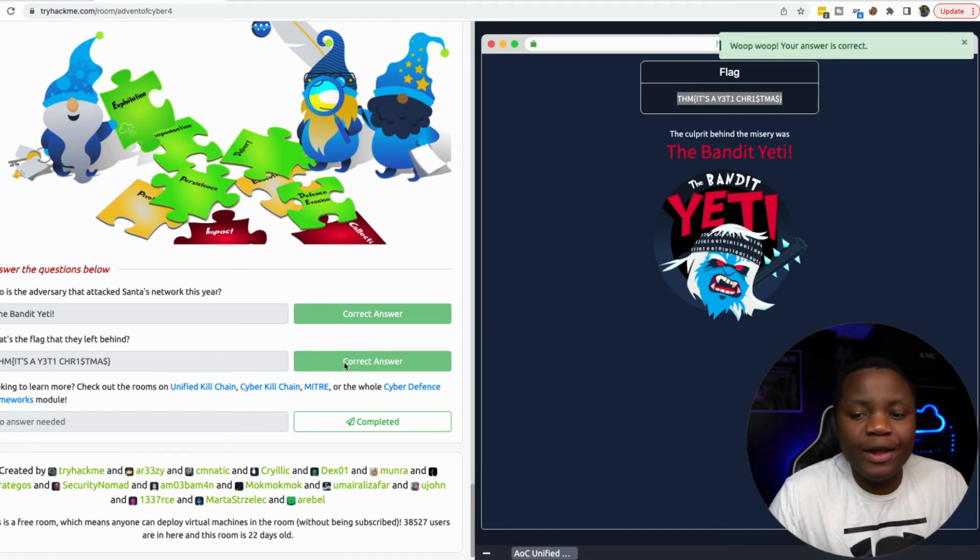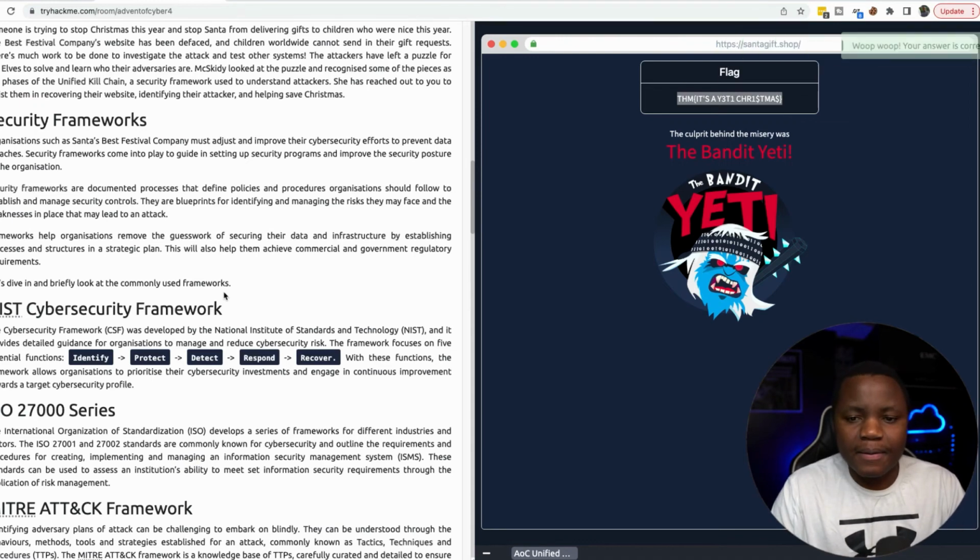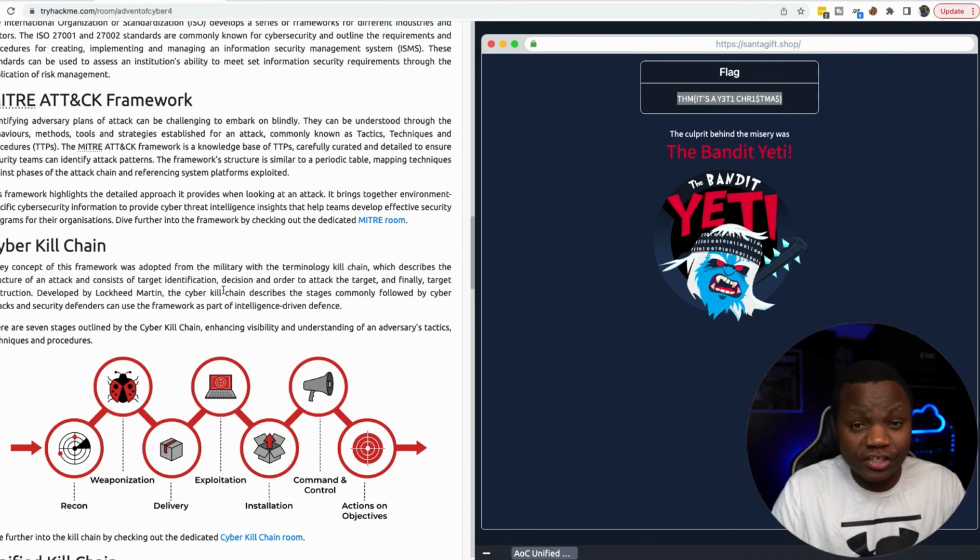So that was day one, where we went through some of these frameworks and tried to understand what motivates these attackers and the stages that they go through.